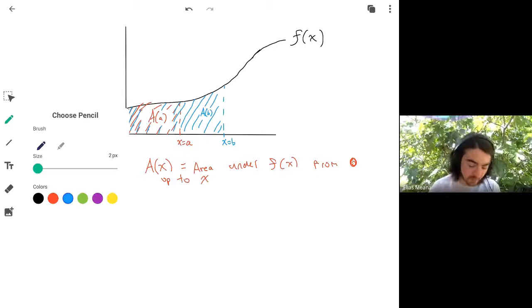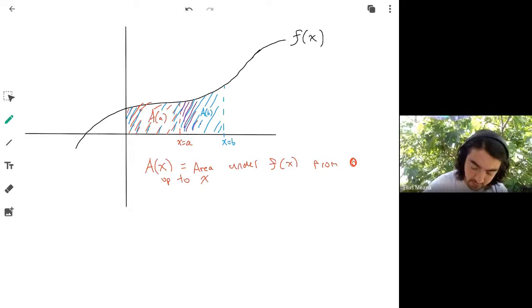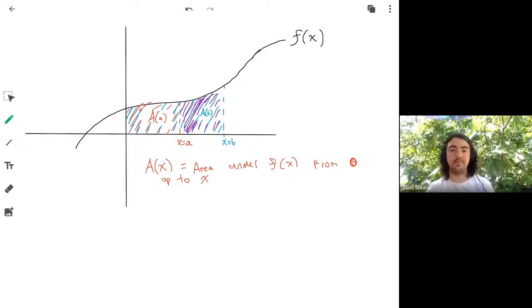And so what we're going to be concerned with right now is we're going to try and find the area from a to b. Okay. So that's this area right here, this purple area. So in terms of this big function A, what would this purple area represent?